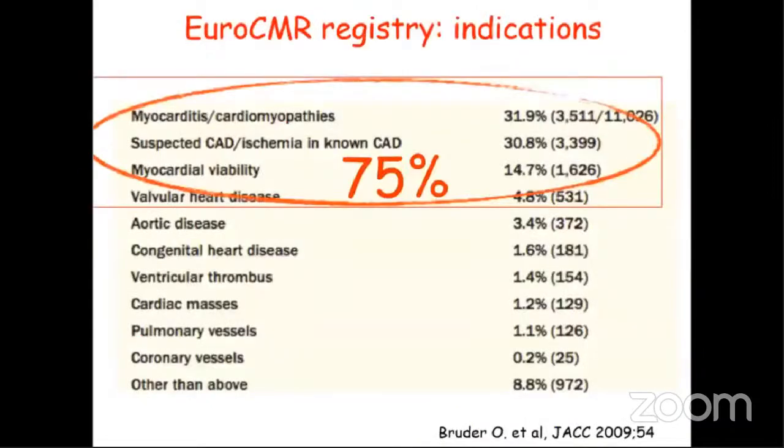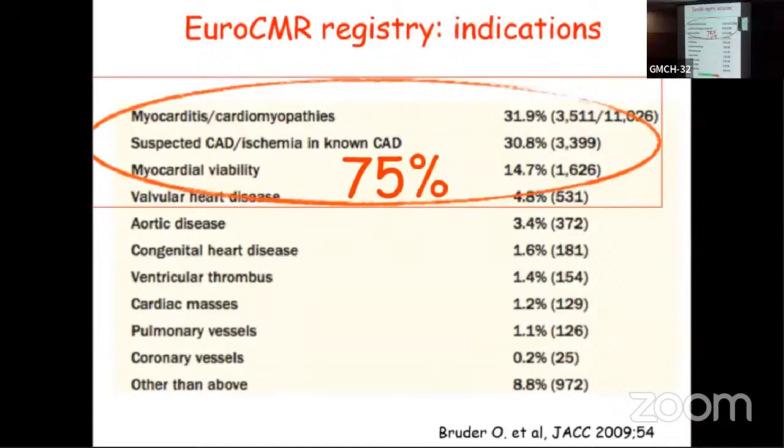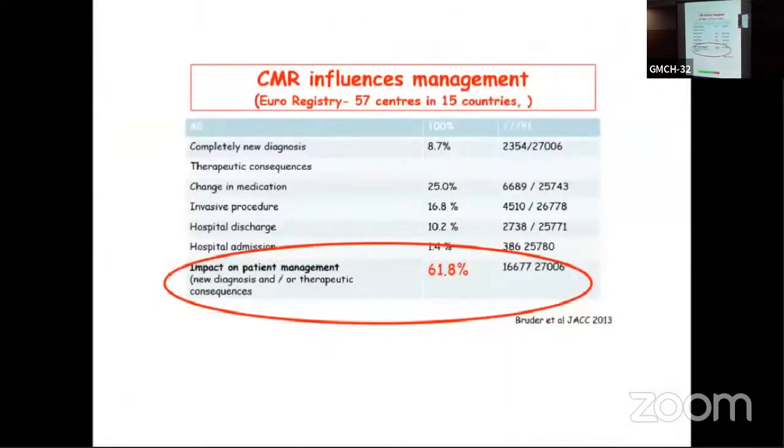The US CMR registry showed that 75% of the indications for cardiac MRI include assessment for heart muscle conditions such as myocarditis and cardiomyopathies, and ischemic heart disease. But perhaps the most important finding was that it showed CMR had impacted clinical management in 62% of the cases. This is no small feat.